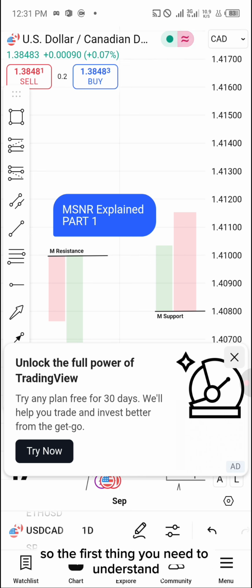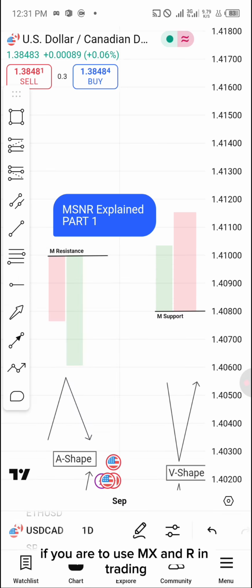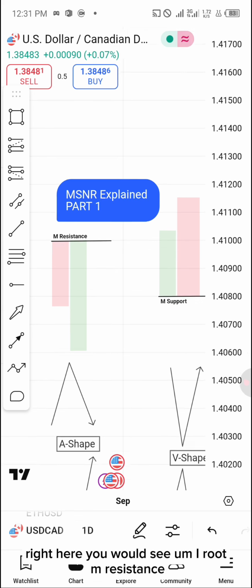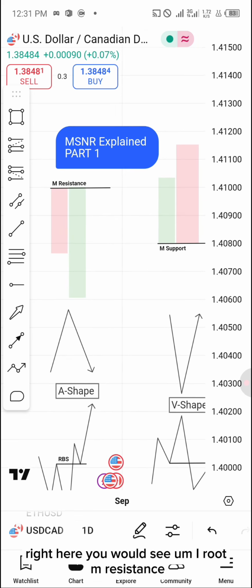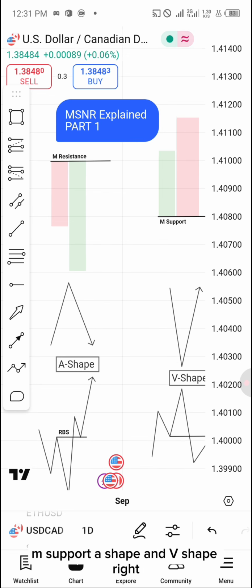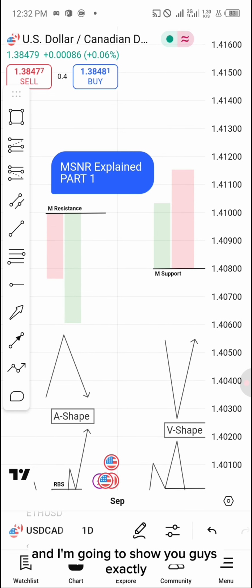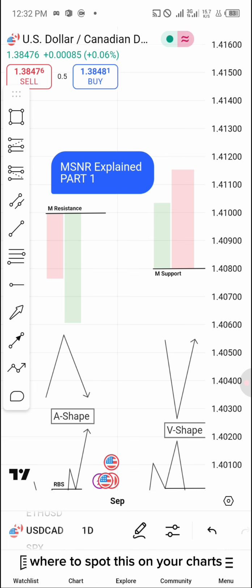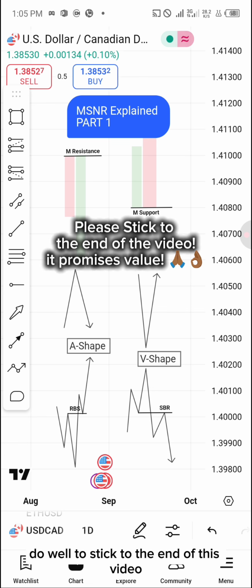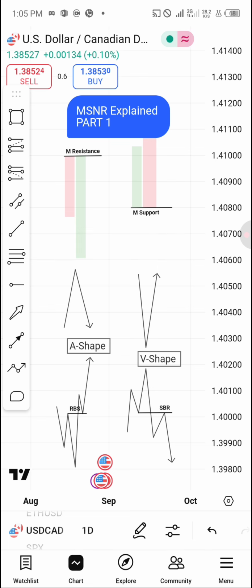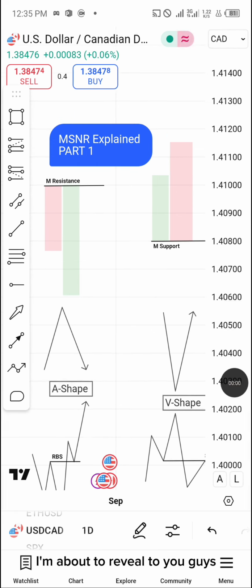So the first thing you need to understand, or ask yourself, is where is price coming from and where is it likely to go, if you are to use MS&R in trading. Okay, now we are not predicting but reacting to price action. Now, how do you identify key levels? Right here you would see I wrote M resistance, M support, A shape and V shape, right? And I'm going to show you guys exactly where to spot this on your charts to enable you to take trades right from there. So guys, do well to stick to the end of this video for you to properly understand these few concepts I'm about to review with you guys.